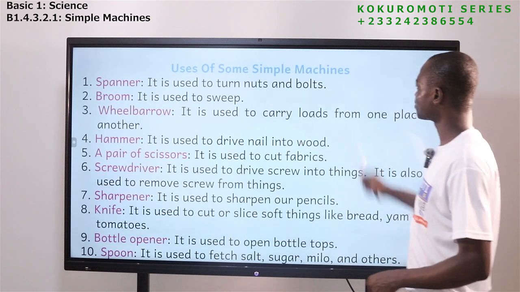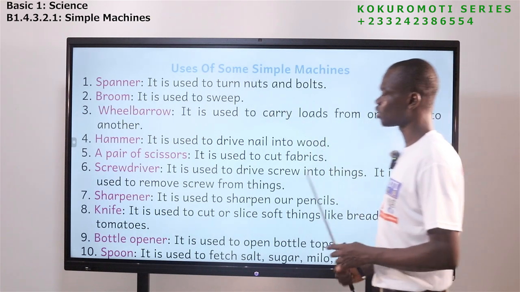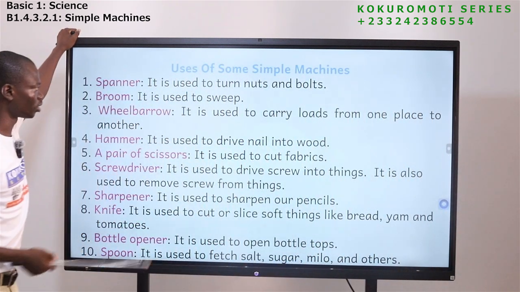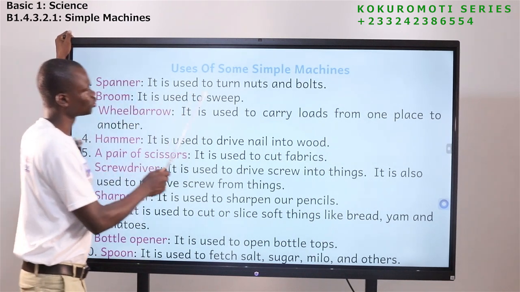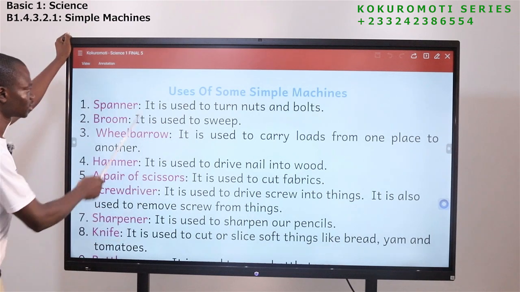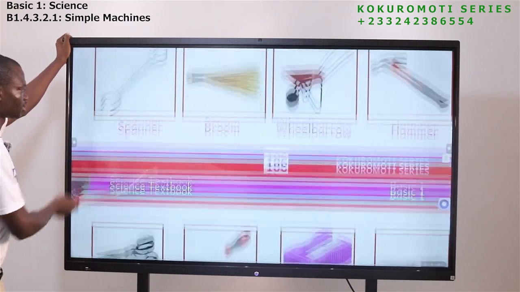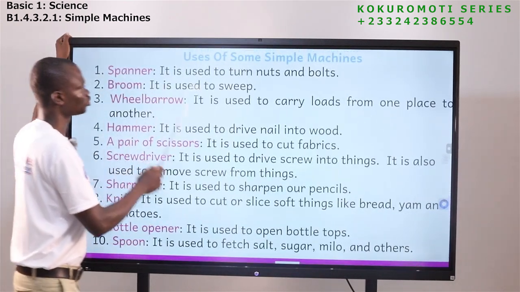Okay. Now let's come to this side. Uses of some simple machines. Now we are going to look at the simple machines that we mentioned and what they are used for. Spanner. So it is used to turn nuts and bolts. This is spanner. We use it to turn nuts and what? Bolts.